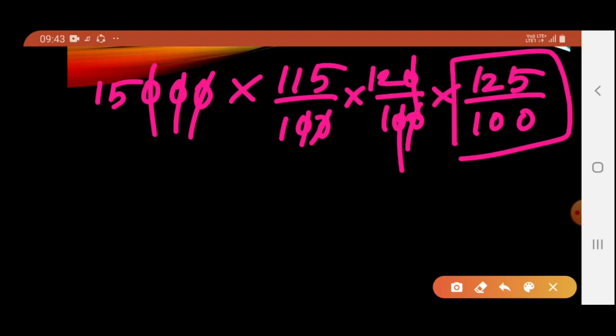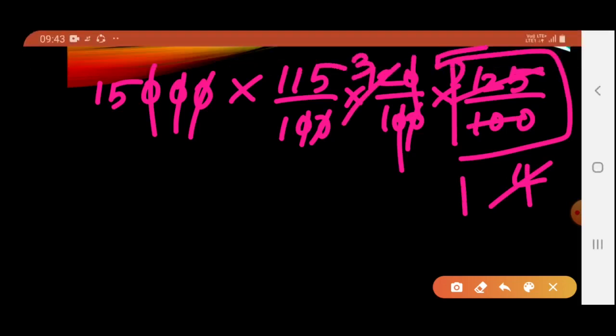See this term, we can cancel this by the 25 table directly, because we know that 5 25s are 125, 4 25s are 100. Am I right? Here 4 is there, here 12 is there. So 1 4 is 4, 3 4s are 12. 3 4s are 12. So what are the terms we have?